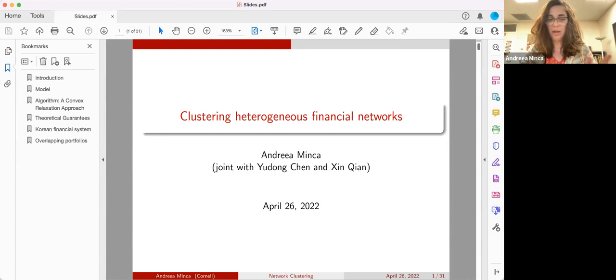The work that I'm going to be presenting today is joint with Yudong Chen, who's one of our former colleagues, and with the student Xin Kan. This was not so much on the modeling side, but rather on the algorithmic side. This work goes deeper into the theory of clustering and develops algorithms that are adequate and better equipped to deal with the challenges that we have in financial networks.